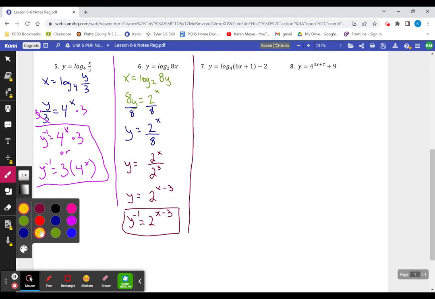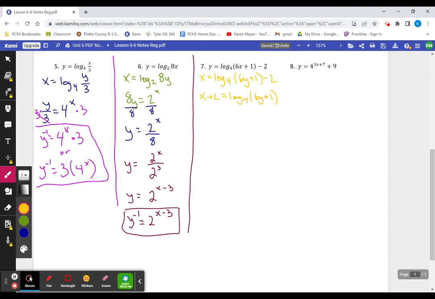Okay, 7. We're going to switch x and y. So x equals log base 4, parentheses 6y plus 1, minus 2. Now, this minus 2 is outside the parentheses. So since it's outside the parentheses, I can get rid of it. I can move it away. So to move it away, I'm going to add it over. So x plus 2 equals log base 4 of 6y plus 1.